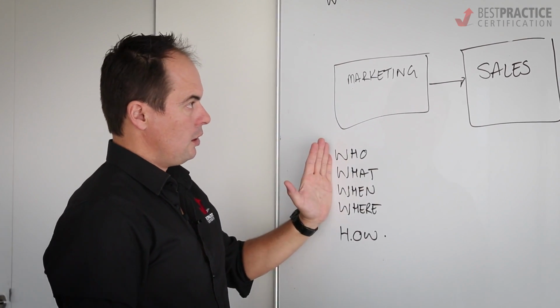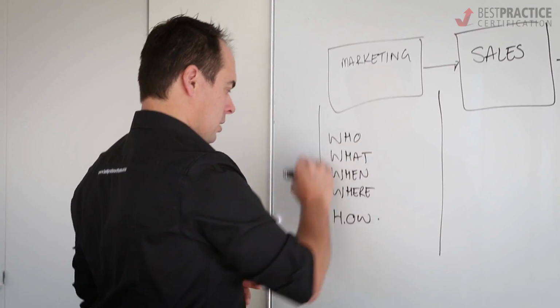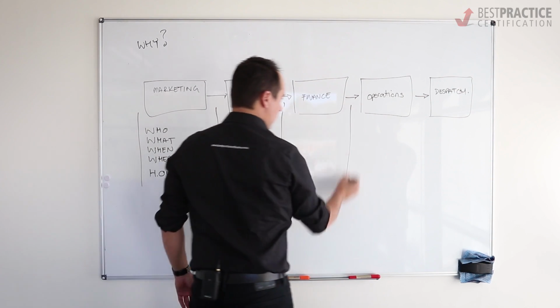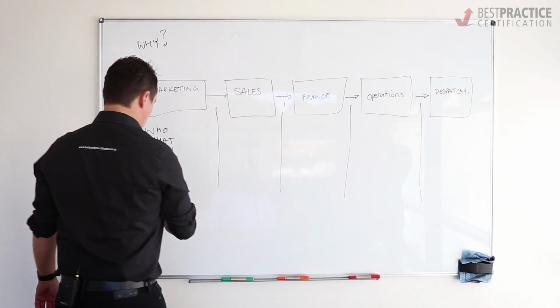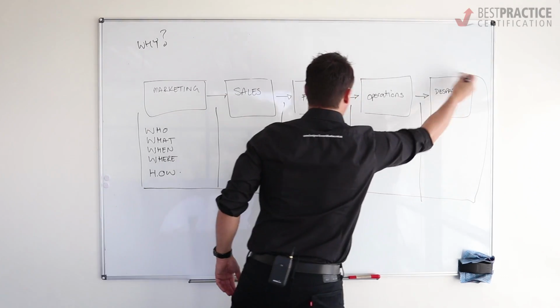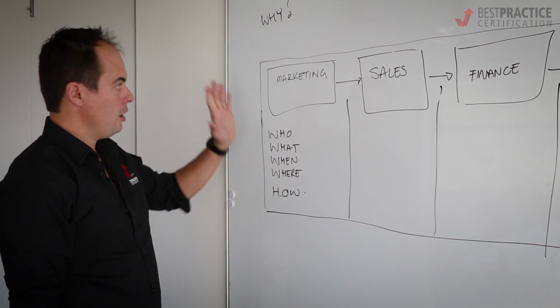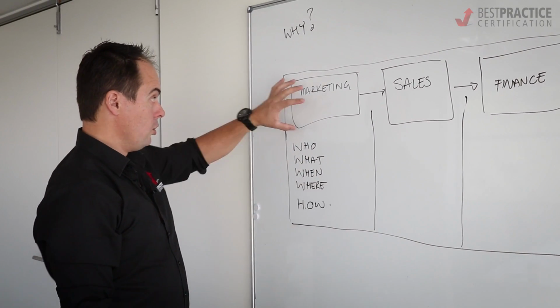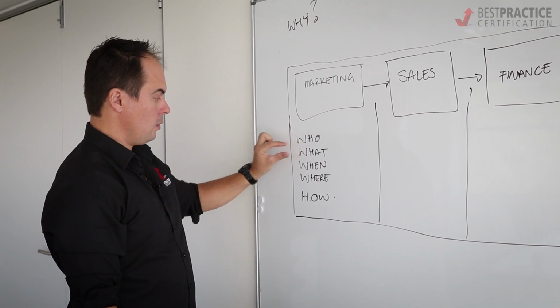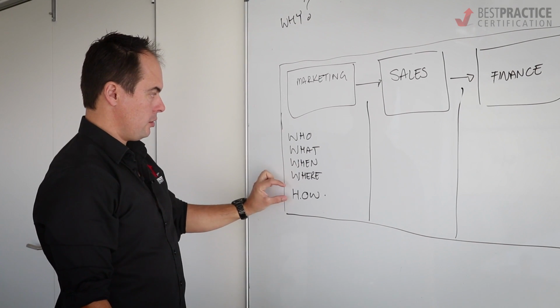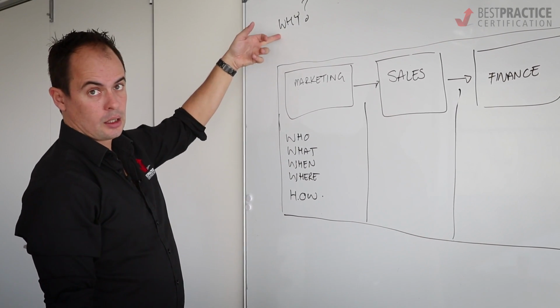So the question is, for each of these stages, we want to start to identify all of these elements and do a matrix, if you like. And so we've got who, what, when, where, and how for each of these stages. So who's in marketing? What are they doing? When are they doing it? Where are they doing it? How are they doing it? Why? Because it's about customers.